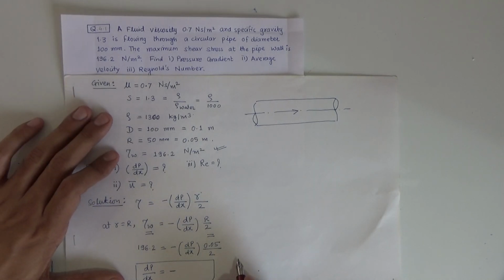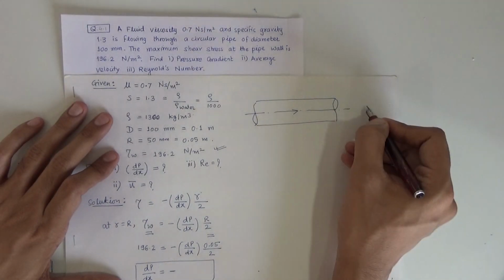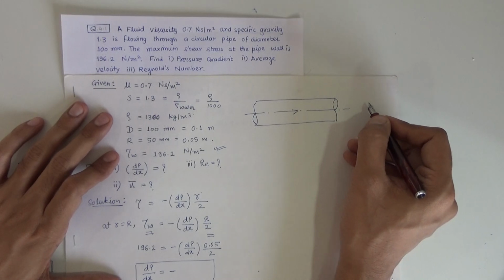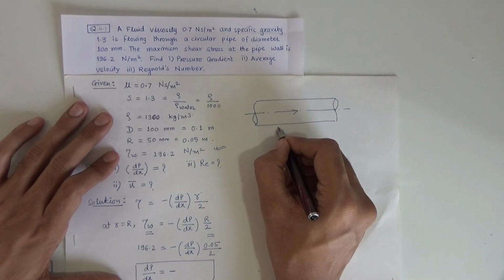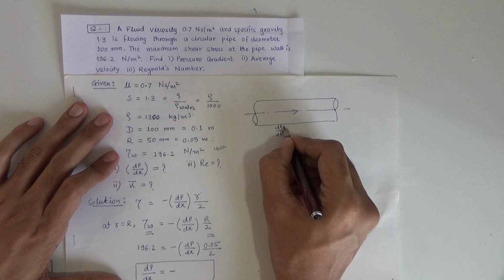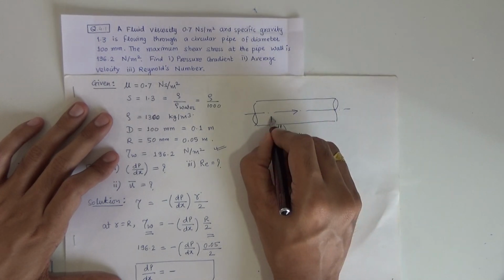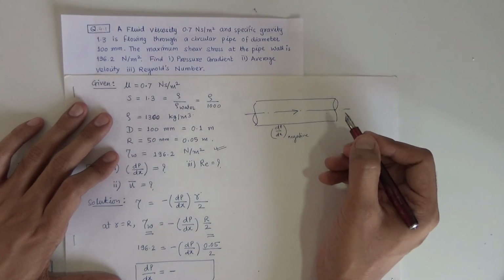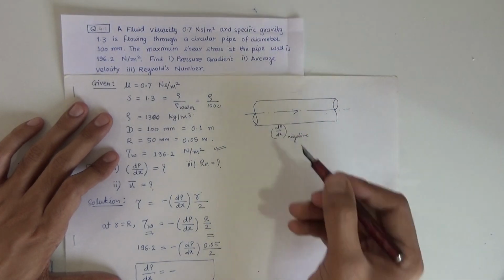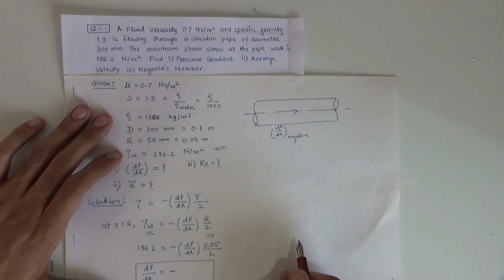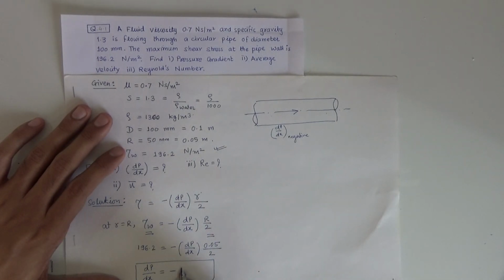Of course a negative pressure gradient is applied, that is why the flow will take place from left to right. If dp by dx is negative, the flow will take place from left to right. If it is positive, the flow has to take place from the other side. I have explained this in the theory part, you can recall that. So some negative value will be there.